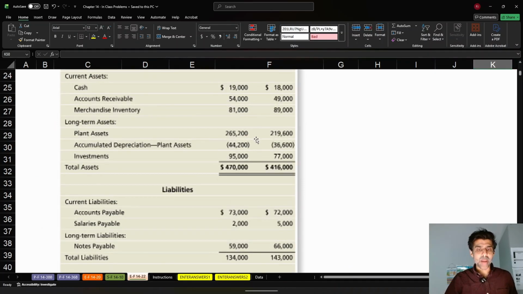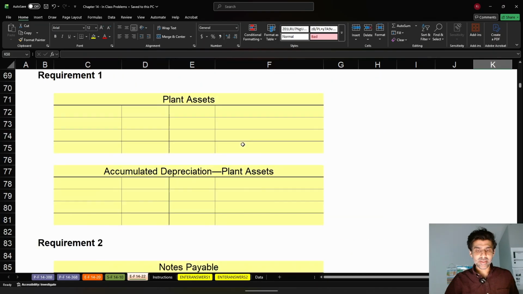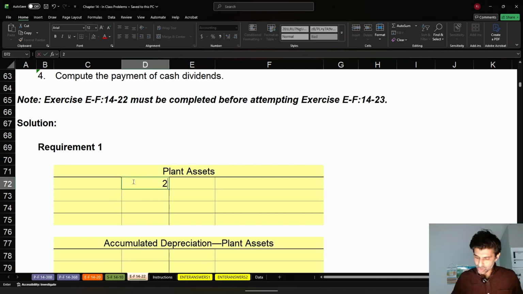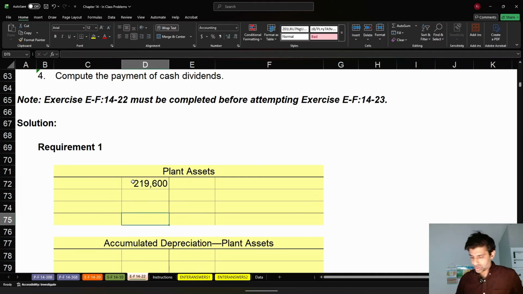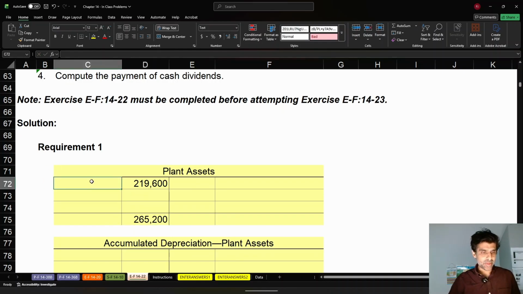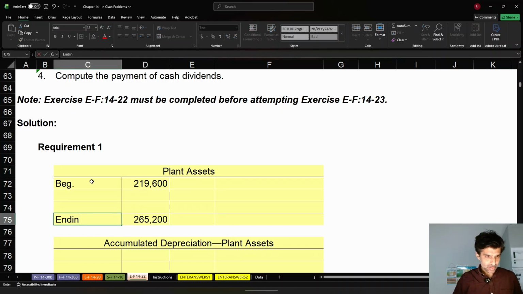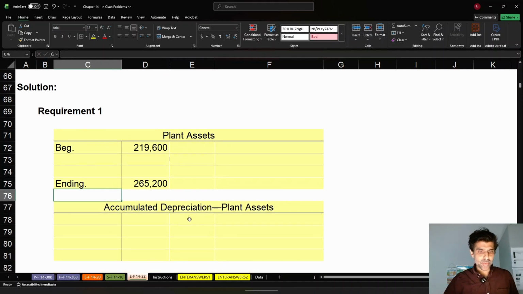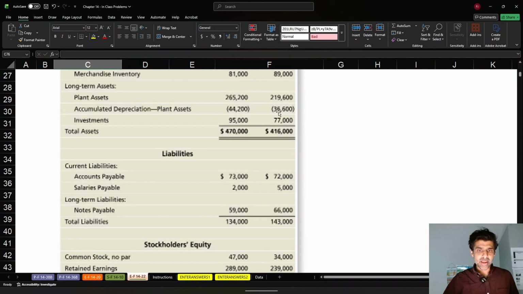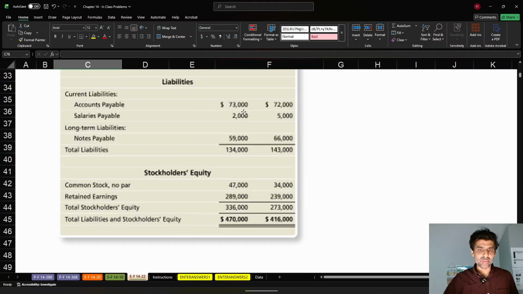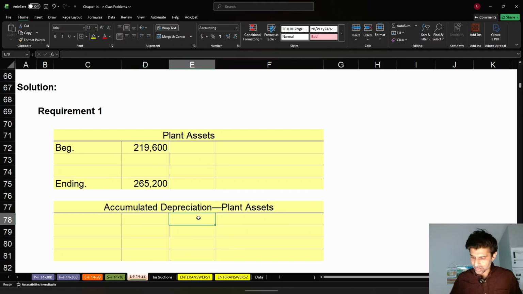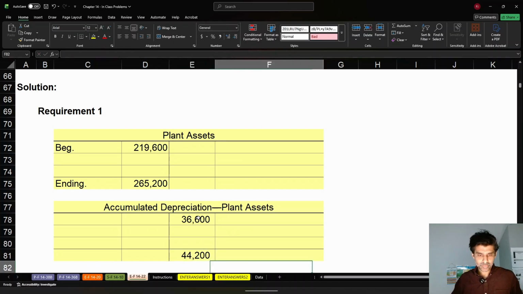So if I look on this balance sheet, I have my starting and ending balances for both of these. Okay, so I'm going to just fill that in first. For plant assets, my starting balance is 219,600, and my ending balance is 265,200. So this is beginning balance, ending. And then for accumulated depreciation, beginning 36,600 and ending 44,200. This is again a credit balance, 36,600 and 44,200.